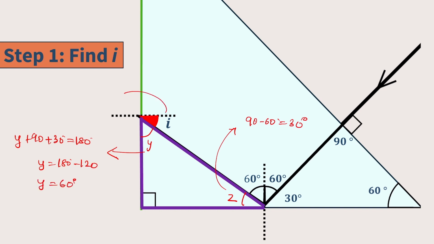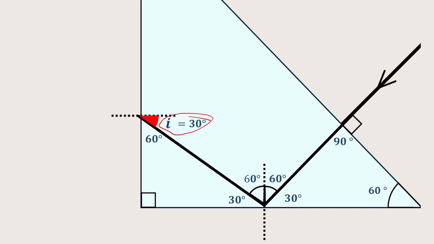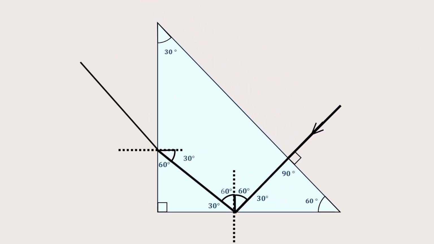So next we have to find I. I will be equal to 90 minus 60, which is equal to 30 degree. I is less than the critical angle, so it will undergo refraction, and since the light is traveling from denser to rarer medium, it will bend away from the normal. So this is the final solution for the problem.